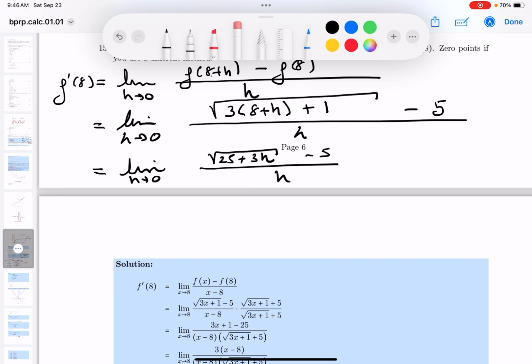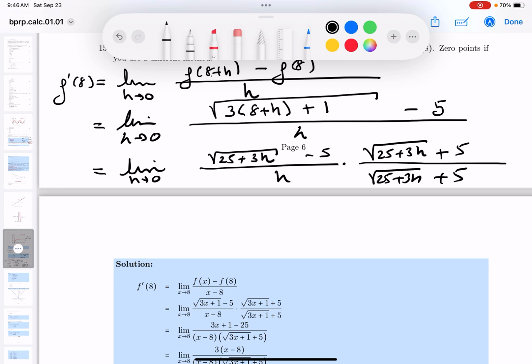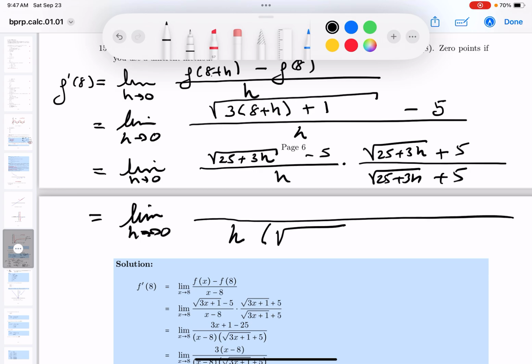And I'm really back in the same situation. I still can't do the limit, so I'm going to multiply top and bottom by the top's conjugate. What's that going to be? The root of 25 plus 3h plus 5. Equals limit h goes to 0. On the bottom you get h, and then you get this root of 25 plus 3h plus 5. On top, what do you get? 25 plus 3h minus 25.